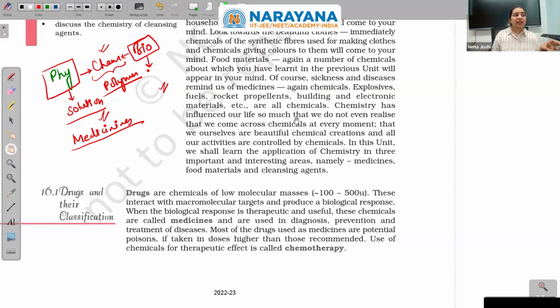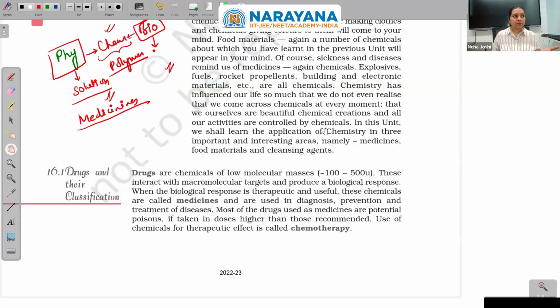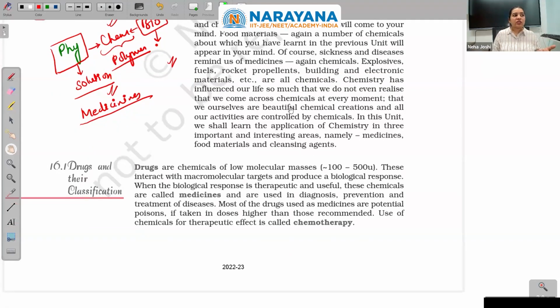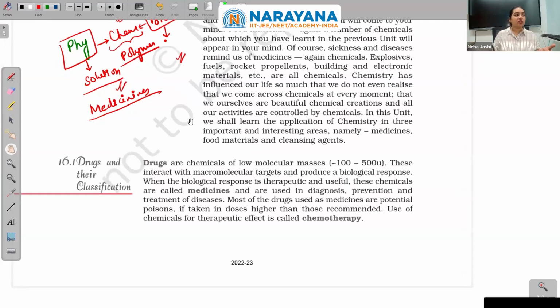Chemistry has influenced our life so much that we do not even realize that we come across chemicals at every moment. It is something which is very easily around you, and you stop appreciating that. That is how chemistry is being treated, that we ourselves are beautiful chemical creations and all our activities are controlled by chemicals. In this unit, we shall learn the application of chemistry in three important and interesting areas.